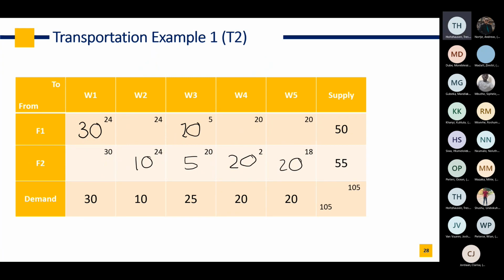Okay, so we have this table: the 50, the 20, the 10, the 5, the 20, and the 20. If you're given any table and told to do the next iteration, you can already start checking. The number of rows plus the number of columns, minus one, must be the number of cells with values. Here we have 5 columns and 2 rows, so that's 7, minus 1 is 6. So we need 1, 2, 3, 4, 5, 6. This table is set up and ready to go. You notice 105 and 105, so the supply and demand are equal.